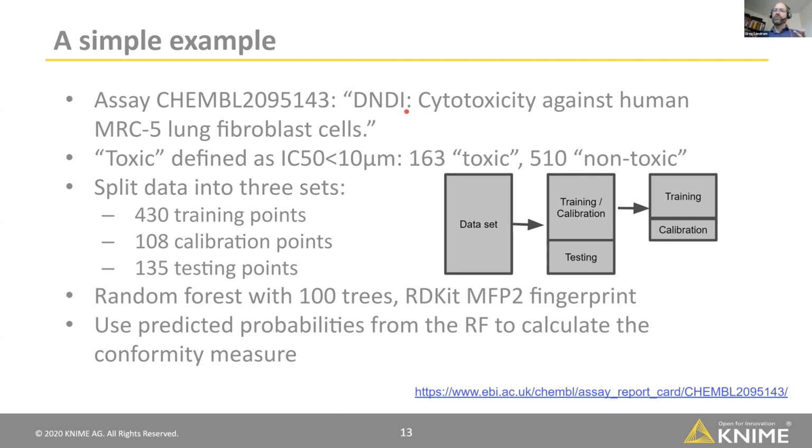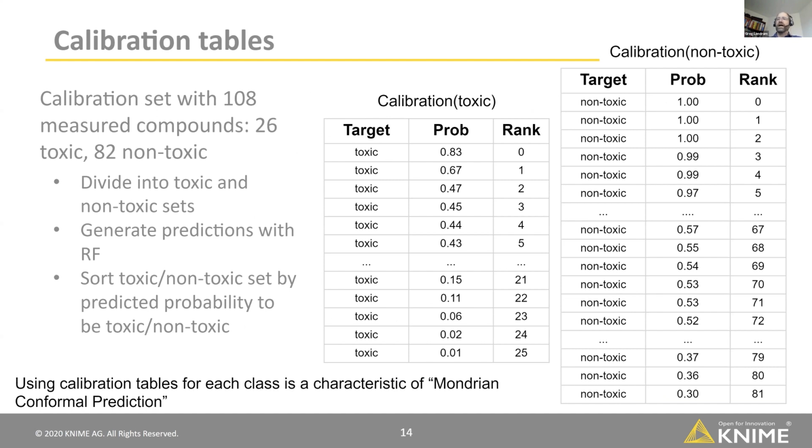We split the data into three sets instead of the usual two. Really, we split into two first, a testing set and a training calibration set. And then we split that training calibration set into two further sets, training and calibration. This is the breakdown that we're going to use here. So 430 training points, 108 calibration, and 135 testing. And we do that split randomly, but stratified. So there's the same distribution of toxic and non-toxic in each of the sets. We build a random forest. And as I mentioned already, the conformity measure that we're going to use is the predicted probabilities from the random forest. How do we do that?